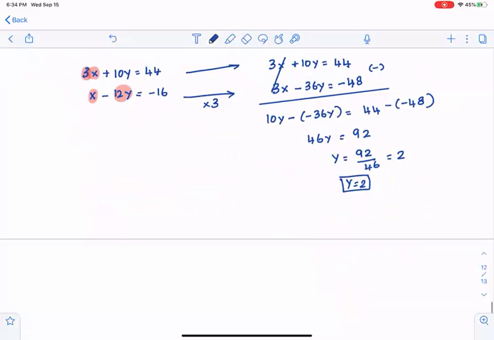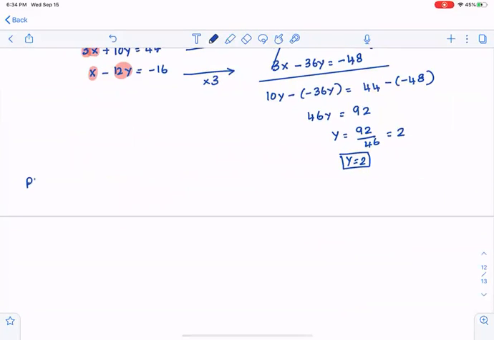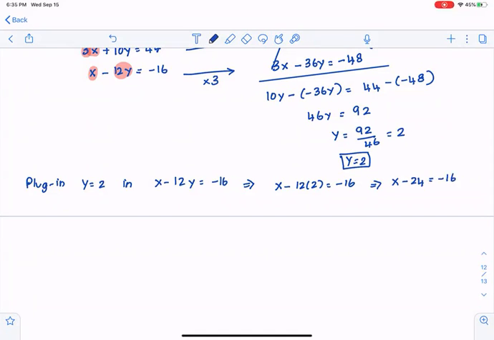I'm going to take that and plug it in the second equation. So x minus 12 times 2 would be equal to negative 16. x minus 24 would be equal to negative 16. Add 24 to both sides, we would have negative 16 plus 24, which would mean x is 8.